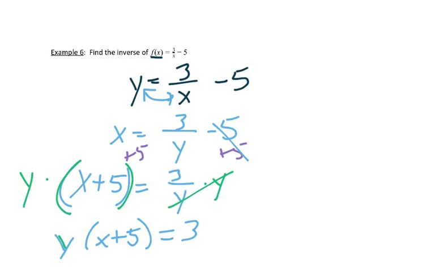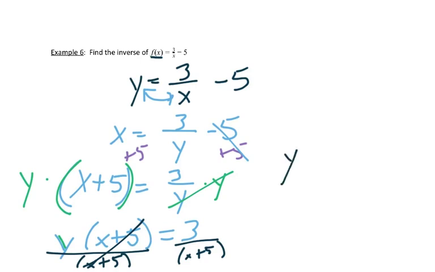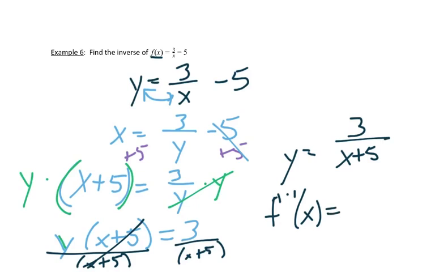But I really want that y by itself, so I'm just going to divide by the x plus 5 on both sides. That's going to cancel out over here. And that leaves me with y equals 3 over x plus 5. And then I would just write it as an inverse. F inverse of x equals 3 over x plus 5.